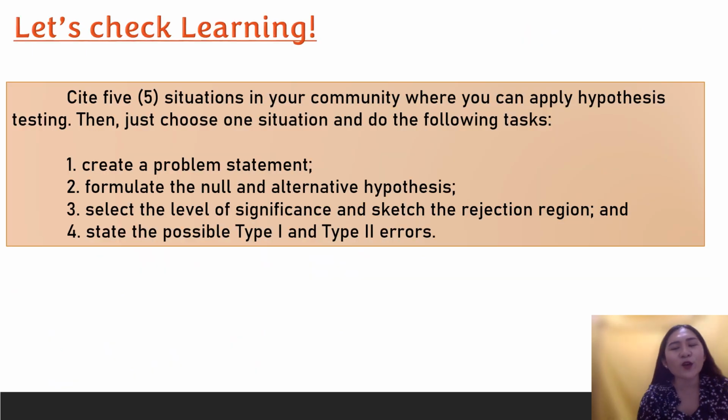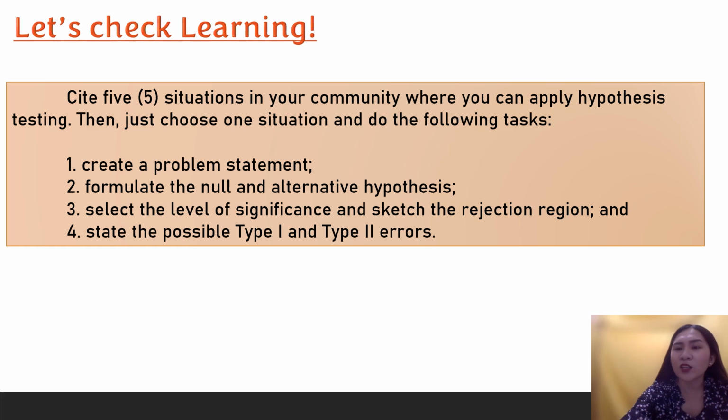Now, in this part of our lesson, we are already towards the end. I want you to check your learning on your own. Cite 5 situations in your community where you can apply hypothesis testing. Then, just choose one situation and do the following tasks: create a problem statement, formulate the null and alternative hypotheses, select the level of significance and sketch the rejection region, and state the possible type 1 and type 2 errors.